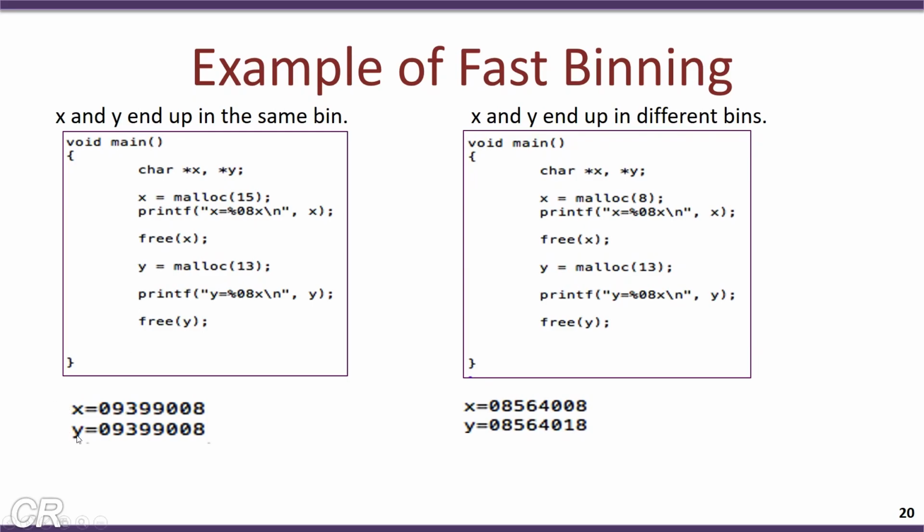Thus, when we run this particular program, we get x and y pointing to the same chunk of memory present in the process. However, this is not true if the sizes of the malloc are different. For example, if you do a malloc 8 and a malloc 13, these happen to fall in different fast bin entries. Now, on the other hand, if the malloc sizes are different, for example, here we have 8 bytes and then 13 bytes, then they end up in different fast bins. Thus, over here, x and y would get different addresses.